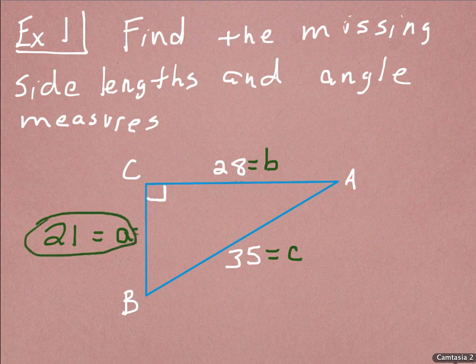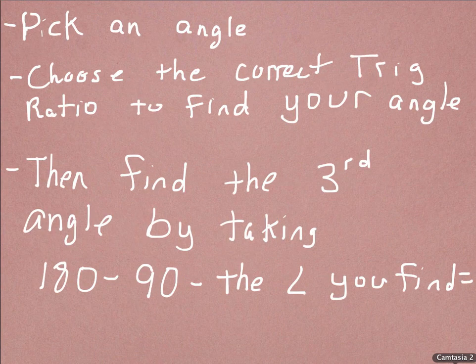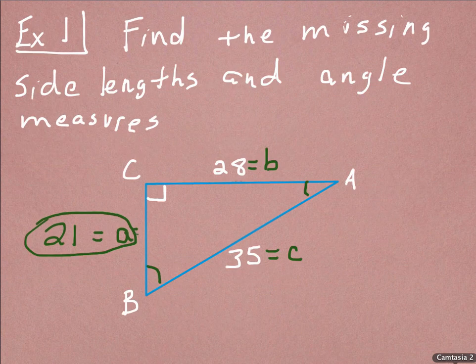So now what I'm going to do is figure out my angle measures B and A. Now, I got 4 steps here, 3 steps, sorry, into figuring this out. Pick an angle you want to find, and then choose the correct trig ratio to find your angle. Okay, let's stop there and pick an angle that we want to find. I'm going to pick angle A. I already know what angle C is. It's 90 degrees. Let's find angle A.